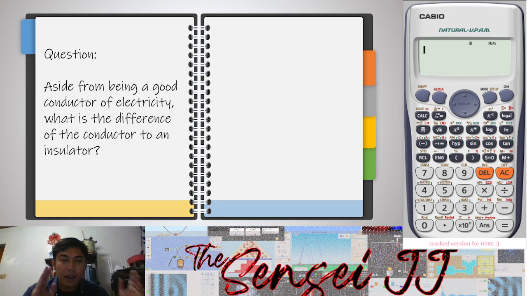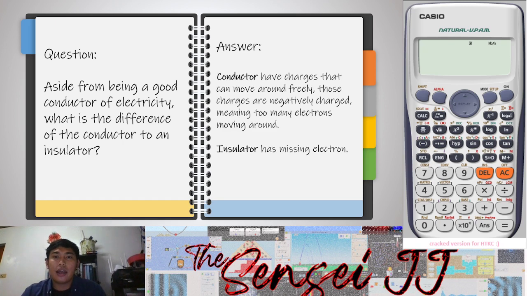Do you have answers, guys, for our question? Aside from being a good conductor of electricity, what is the difference between a conductor and an insulator? We have here an answer. A conductor has charges that can move around freely. Those charges are negatively charged, meaning too many electrons moving around. An insulator has missing electrons. So that is the difference between the two.